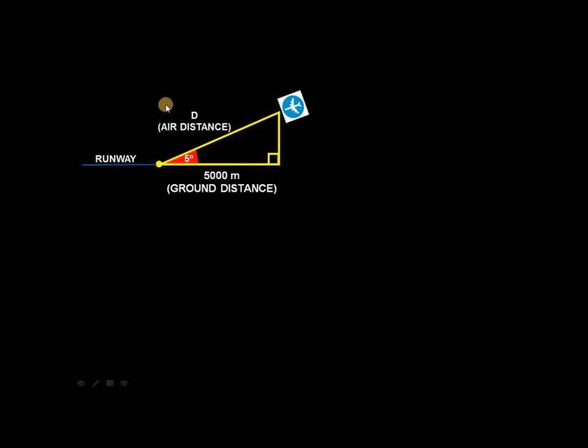In this question, we want to find the air distance d. It's the longest side, it's the hypotenuse, so we label it letter H. 5,000 meters is the ground distance. This is the adjacent, letter A. With letter A and letter H, we use the cosine triangle. We want to find H, so we cover it.